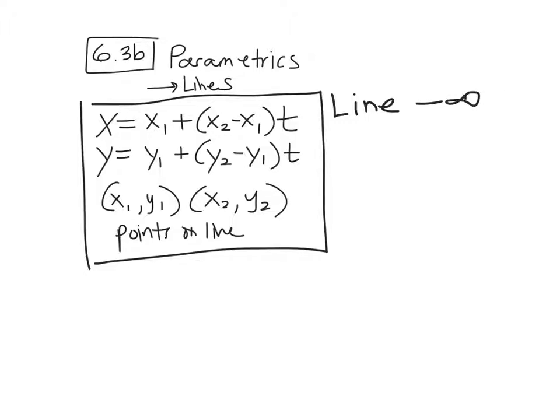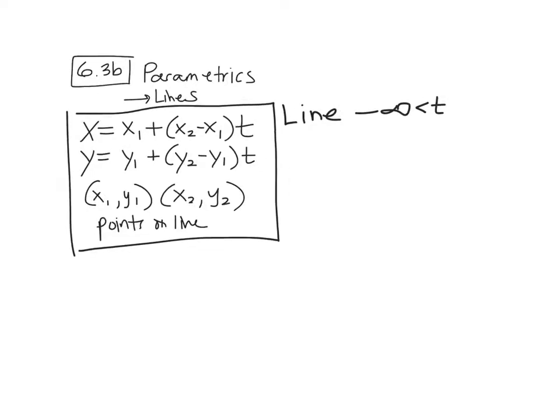Negative infinity to infinity. Think about a line. Does a line ever stop? No. It goes in both directions. Now, if it is a line segment, do you know what a line segment is? It has a start and it has a stop. So for a line segment, this formula works when t is from 0 to 1.